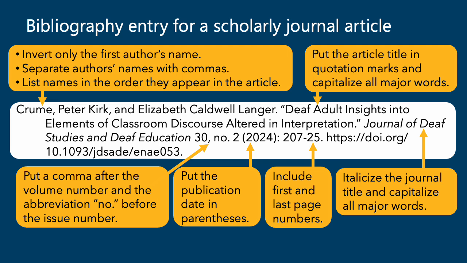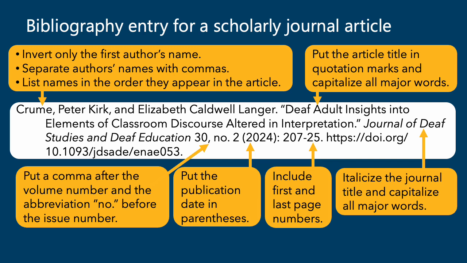Another common type of source is journal articles, so let's look at an example. If there is more than one author, only invert the first author's name. Separate names with commas and list the authors in the order they appear in the article. The article title comes next. It's in quotation marks with all major words capitalized. The name of the journal is in italics, again with all major words capitalized. The volume number, a comma, the abbreviation no. and the issue number come next.